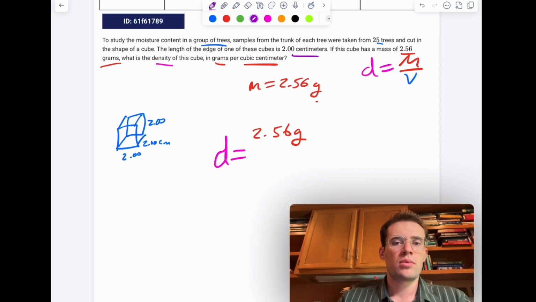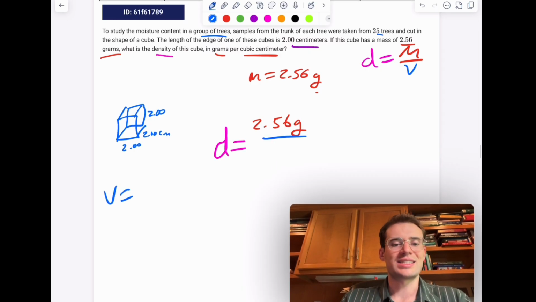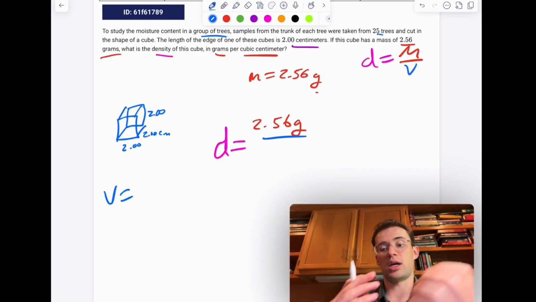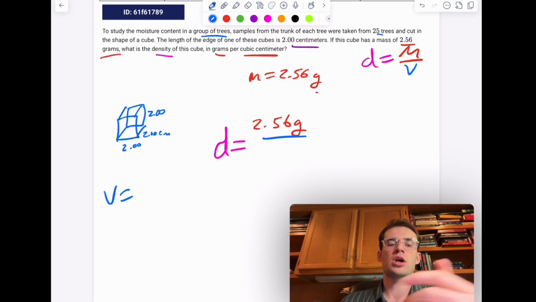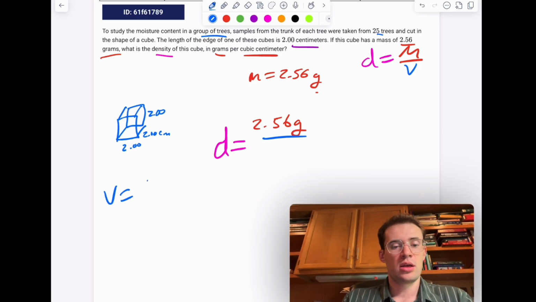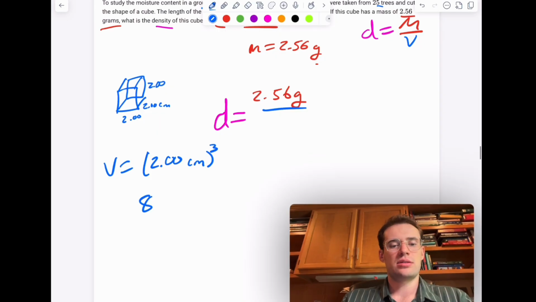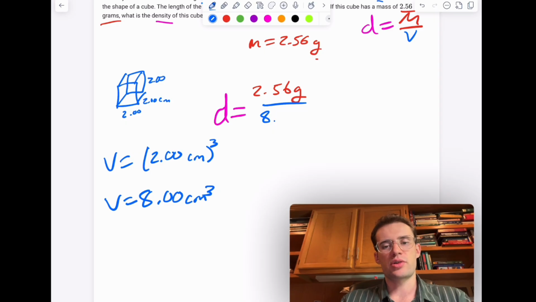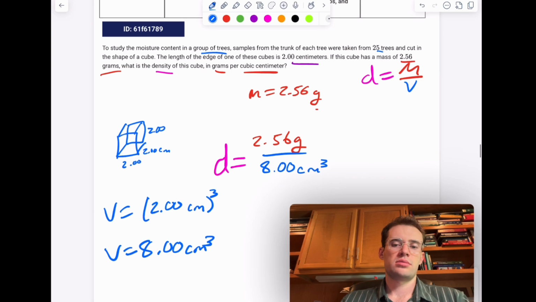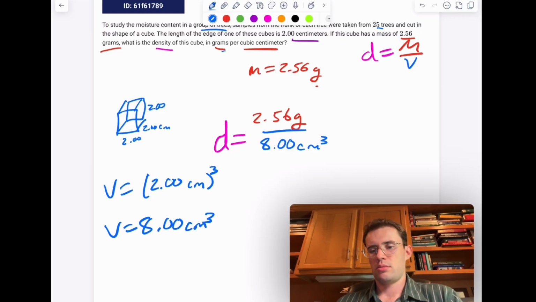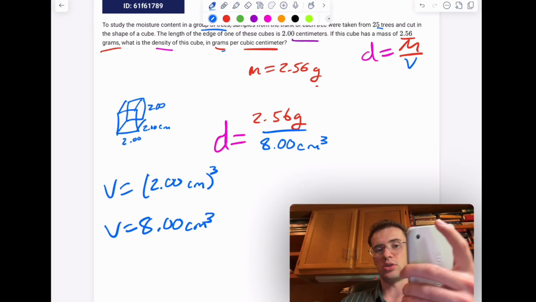And the volume we could find, the volume is going to be equal to that side cubed, or you just do 2.00 centimeters times 2.00 centimeters times 2.00 centimeters. Right? But for a cube, you can just cube that side. So I'm going to cube 2.00 centimeters. 2 cubed is 8, so 8.00 centimeters cubed is our volume. So 2.56 grams divided by 8.00 cubic centimeters, like that. And I think that's just going to be the answer. That's the units they want. I mean, you have to type it in your calculator, but just type in the numbers there. So 2.56 divided by 8. I mean, you write 8.00, the same thing.